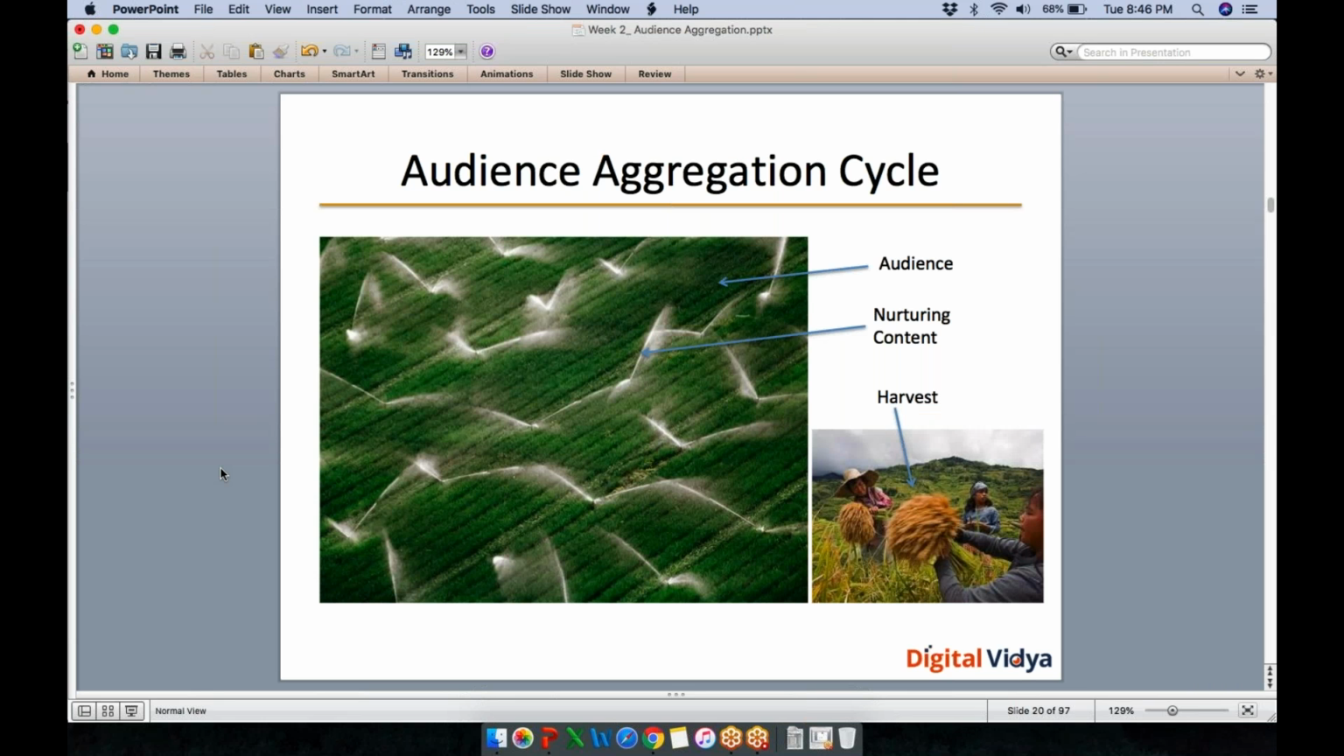So let's see how aggregating audience can support content marketing efforts. This is how the audience aggregation cycle works. On the left, what you see is basically a harvesting field, sorry, an agricultural field. The green parts that you see on the screen are the crops. Correlating it to a business environment, the green part is basically the audience. The white part that you see are the water sprinklers.